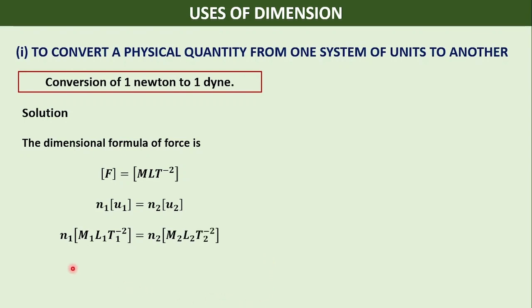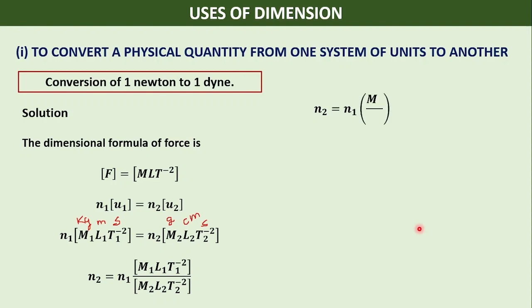Here m1 is kg. In SI system, the unit of mass is kg, the unit of length is meter, the unit of time is second. Whereas in CGS system, the unit of mass is gram and length is centimeter and time is second. We have to remember this. So let us write n2 equals n1 times m1 l1 t1^-2 divided by m2 l2 t2^-2.